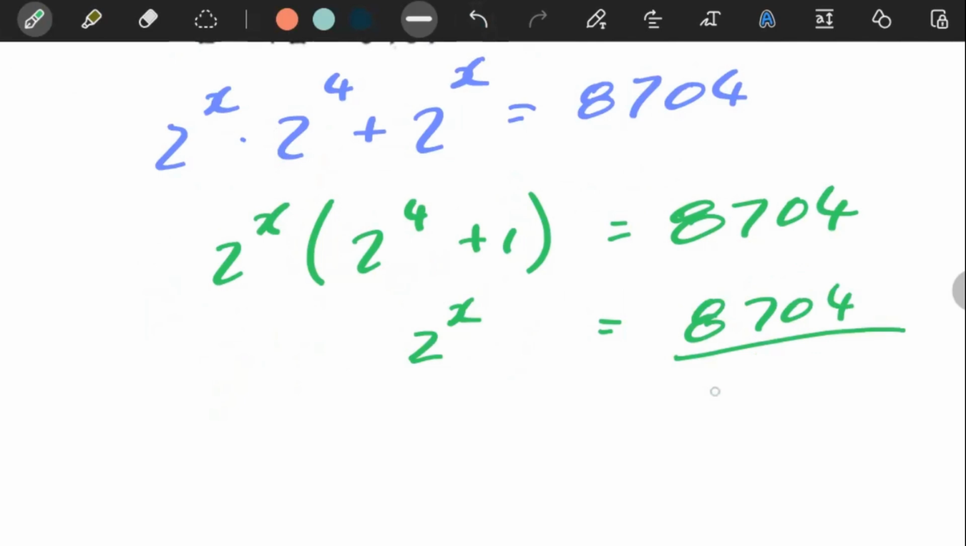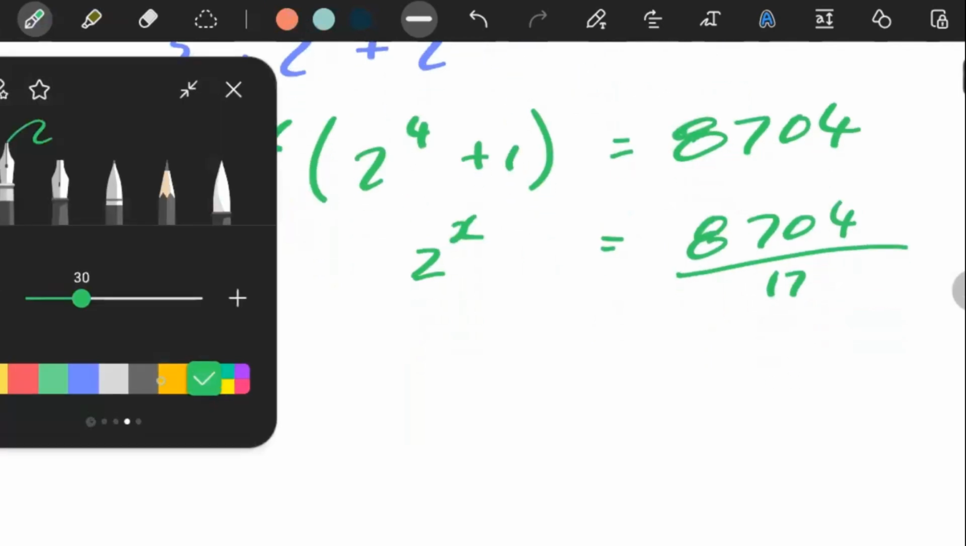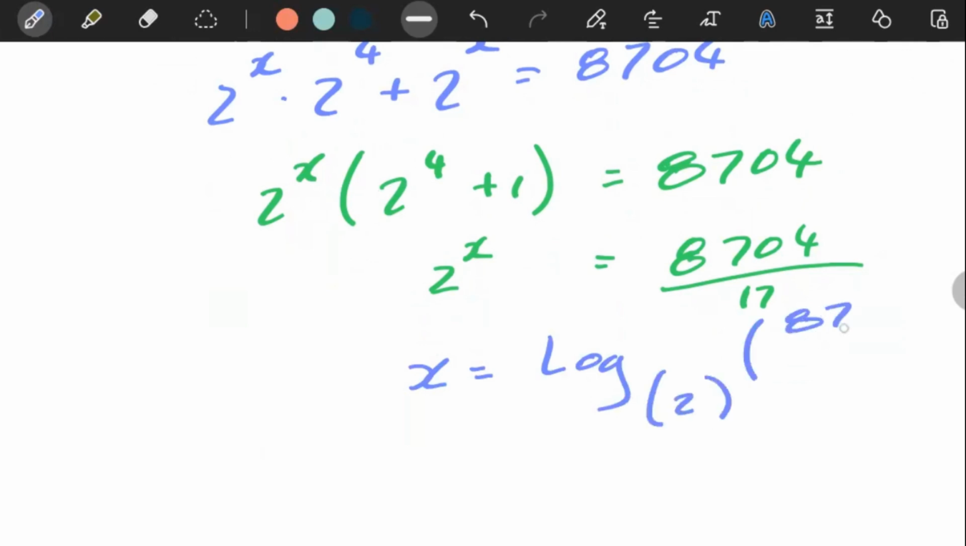8,704 divided by this number here. 2 to the power 4 plus 1 is just 17. Would you believe it? So that being said, you would want to just put this. So x is equal to log to the base of 2 of the value that was on the other side here.